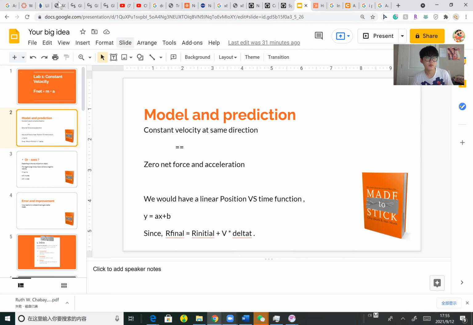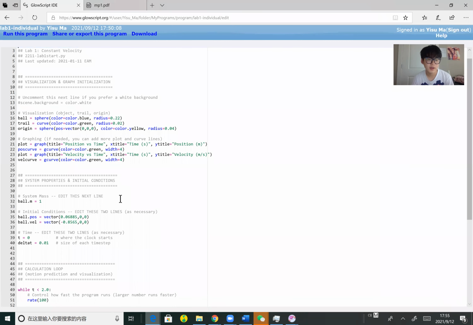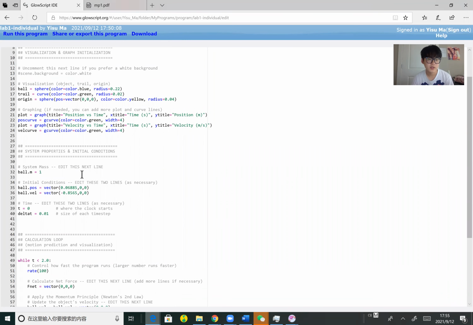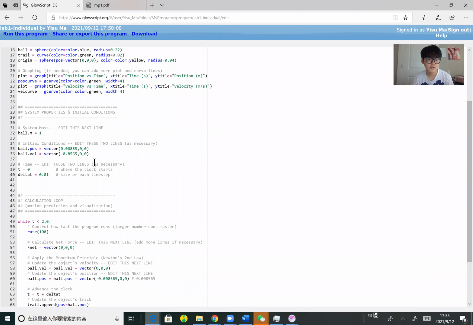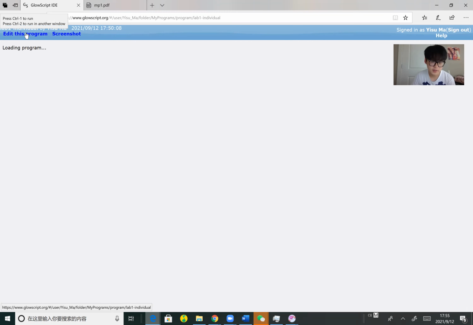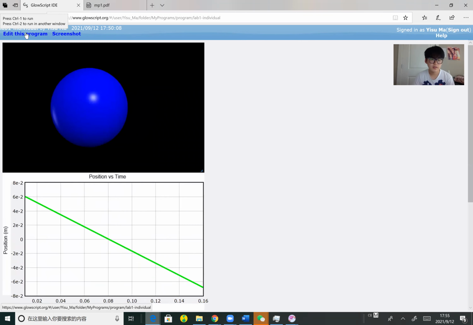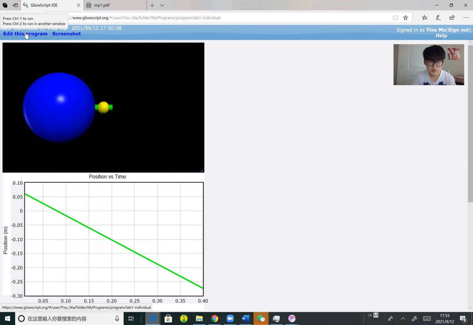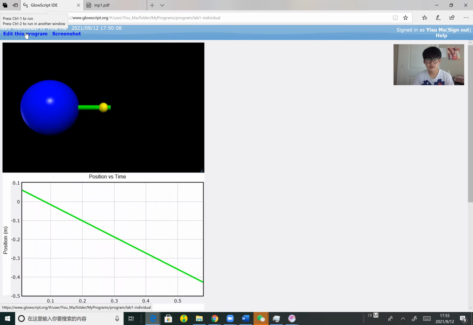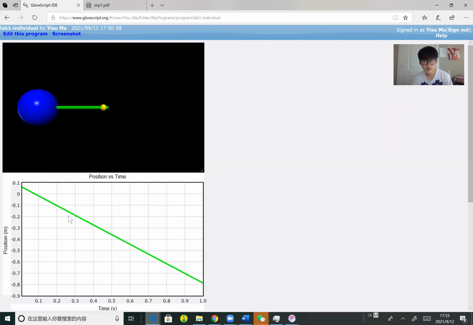So we have our model right now in our GlowScript. You can see that I plug in the initial position here and the initial velocity here, which is constant, and let's run this program. We can see how our model works. I set the velocity to negative, so our linear function is pointing downwards. And this is our prediction model.